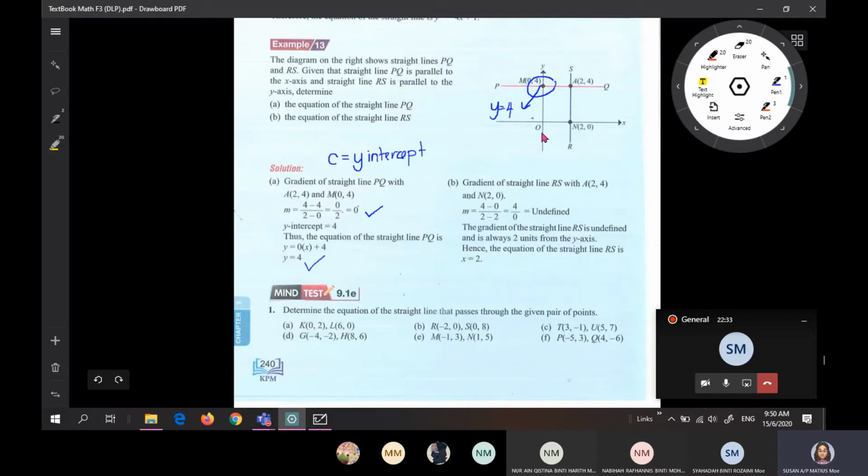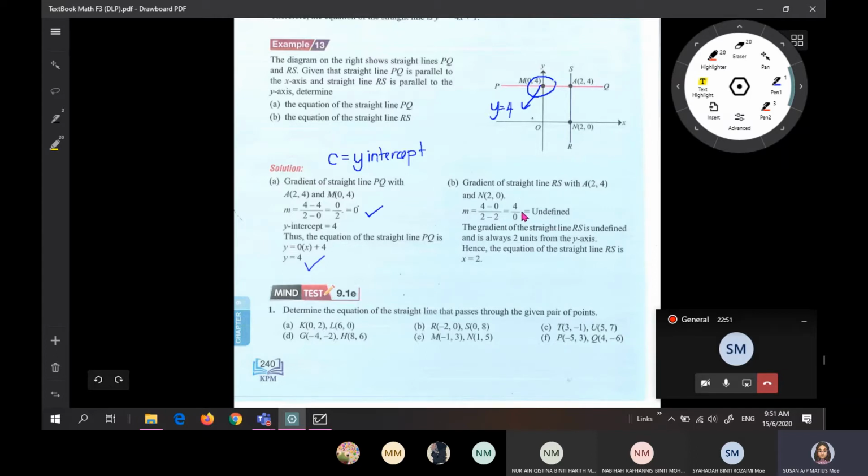So when a line is vertically straight, you will get the gradient as undefined. You may also try in your calculator. Whatever number you divide by 0, you will get either a maths error or a syntax error, but actually it is undefined.